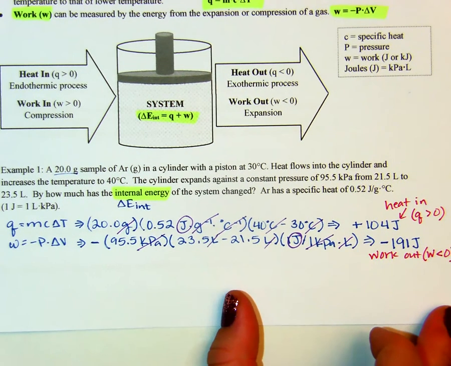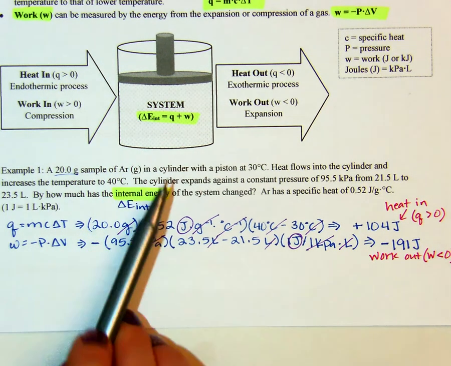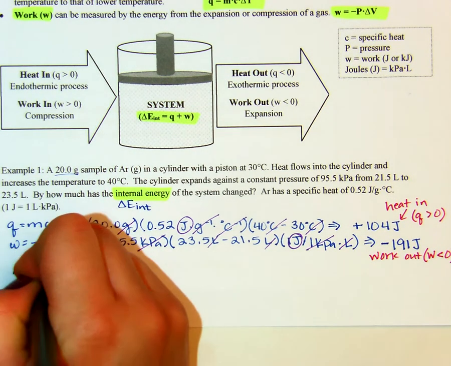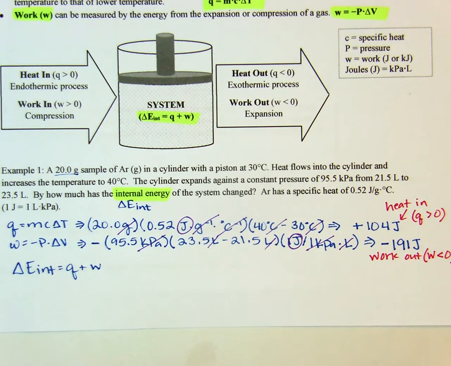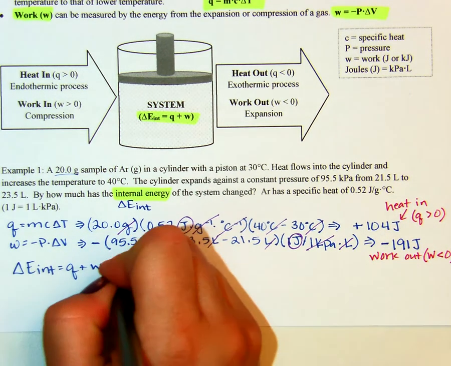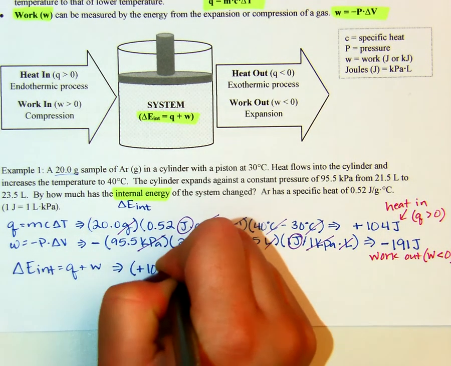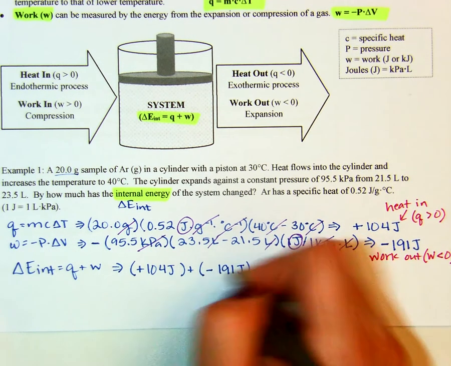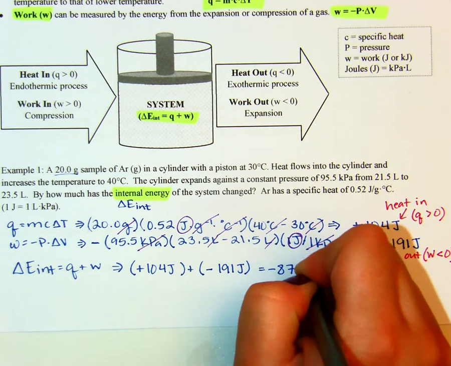All right, so we found our requisite heat and our work. So the only thing we have left to do now is put that together in our overall equation and figure out the change in internal energy. So the change in the internal energy equals heat plus work. Plugging in the heat and the work I got above, I got positive 104 joules plus a negative 191 joules. Mind your signs, be careful with that. Overall, that's going to give us negative 87 joules.